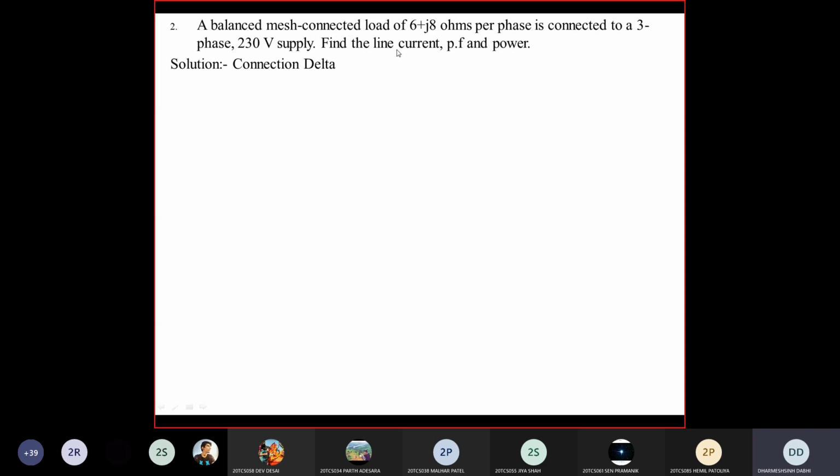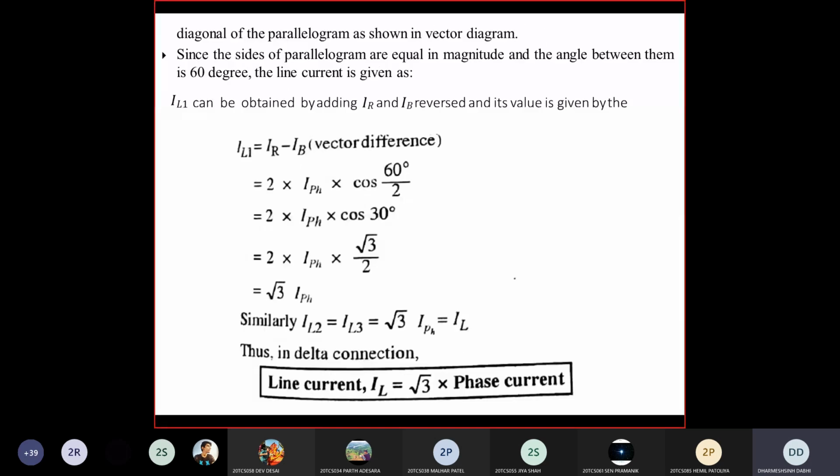Now find out the line current. So line current is what? Root 3 times phase current. Yes or no? Line current is root 3 times phase current. Do you all remember? We just saw it in the theory. We derived this equation, which is the vector difference between two phase currents, IR minus IB, 2 Iph cos 60 by 2, cos 30, root 3 by 2. So finally you get the line current, that is root 3 times phase current, in a delta connected system.